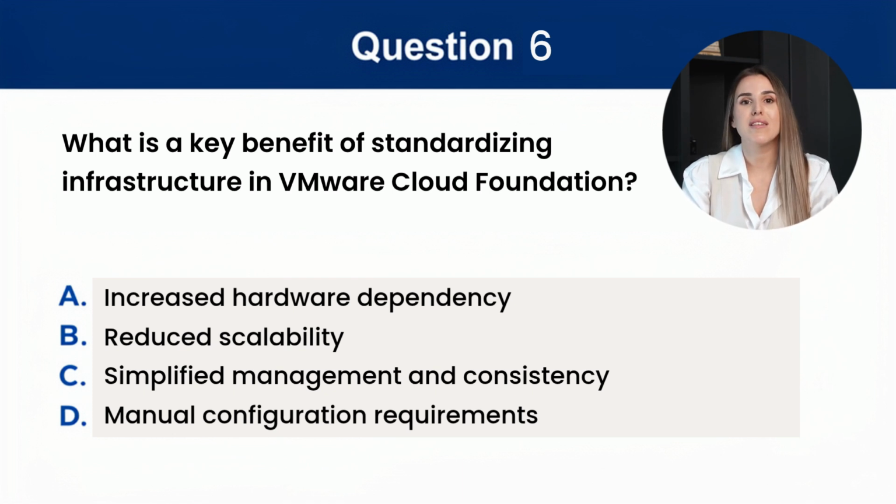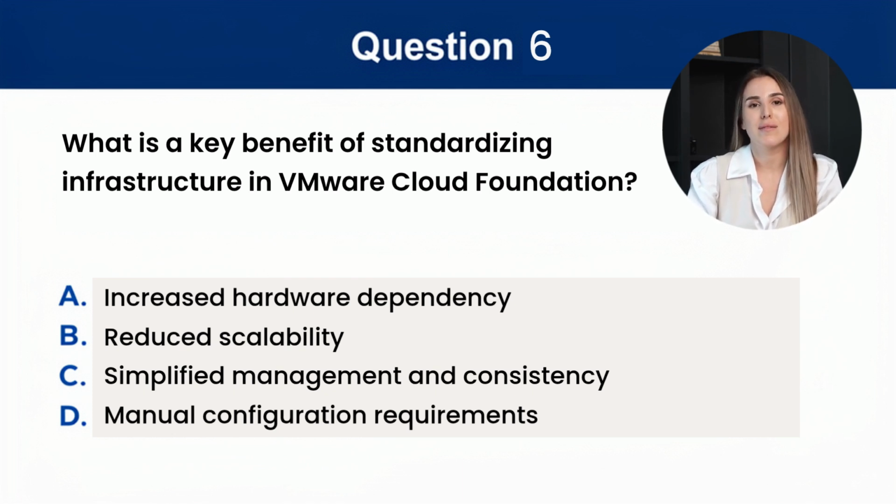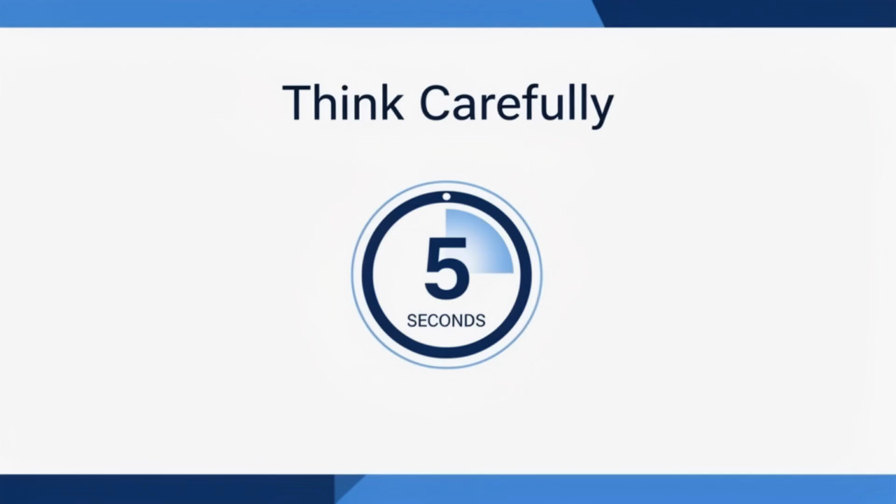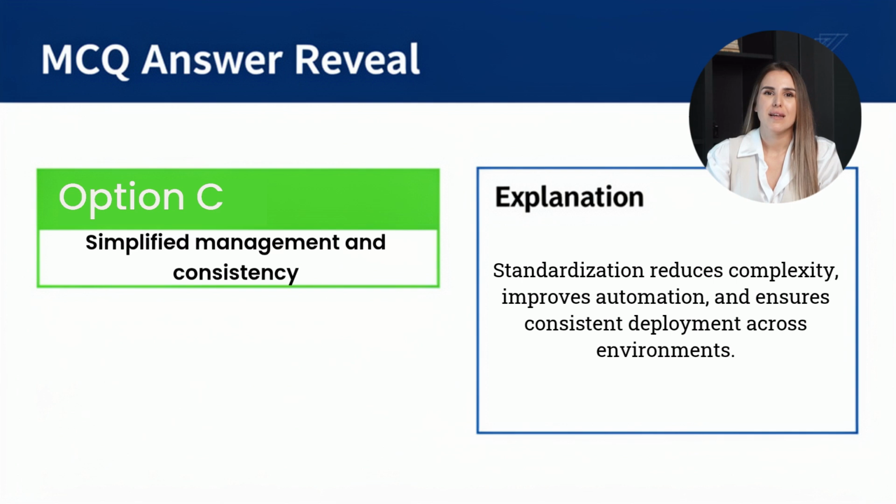Question 6. What is a key benefit of standardizing infrastructure in VMware Cloud Foundation? A. Increased hardware dependency. B. Reduced scalability. C. Simplified management and consistency. D. Manual configuration requirements. Pause and focus on operational efficiency. The correct answer is C. Simplified management and consistency. Standardization reduces complexity, improves automation, and ensures consistent deployment across environments.